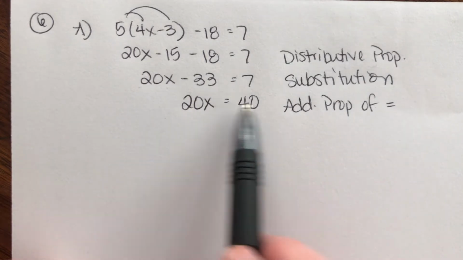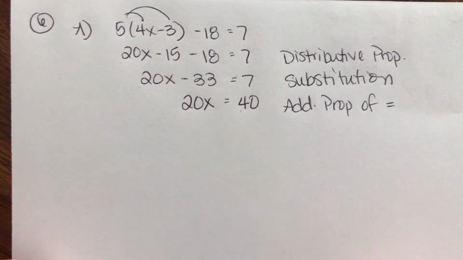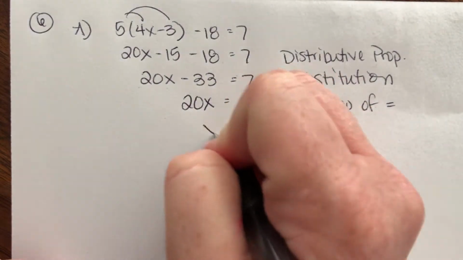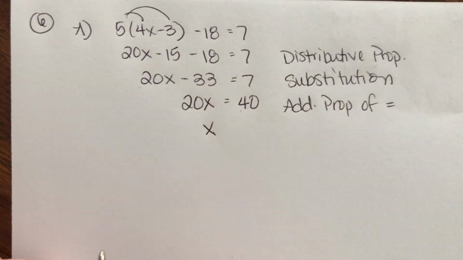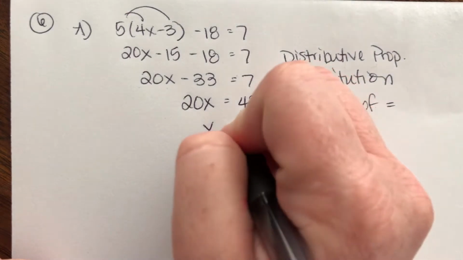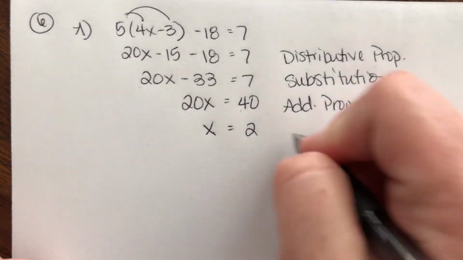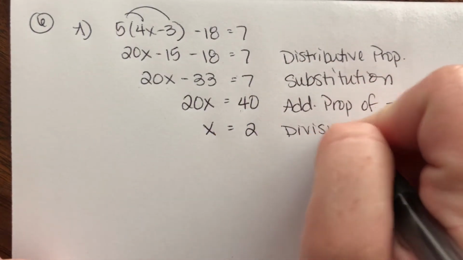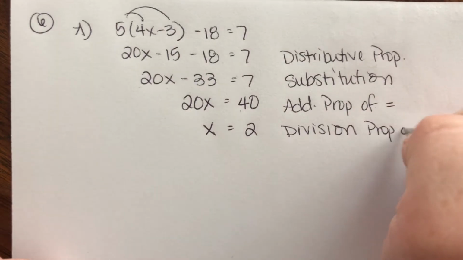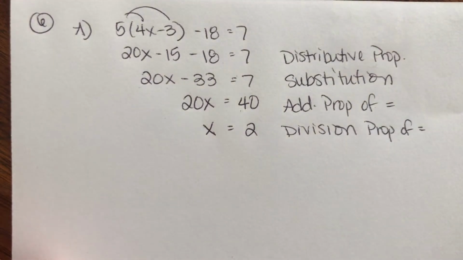Okay, next thing I need to do to get x alone is divide both sides by 20. So when I divide this side by 20, the 20s cancel out. 40 divided by 20 equals 2. And that's the division property of equality. Okay, hopefully that's making sense to you.